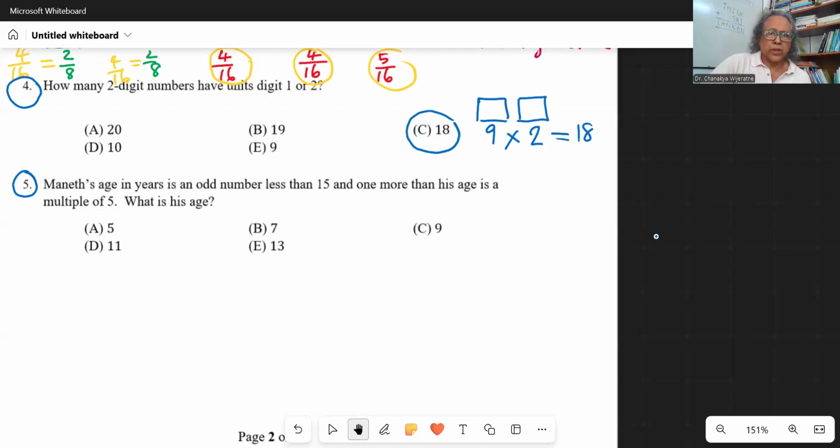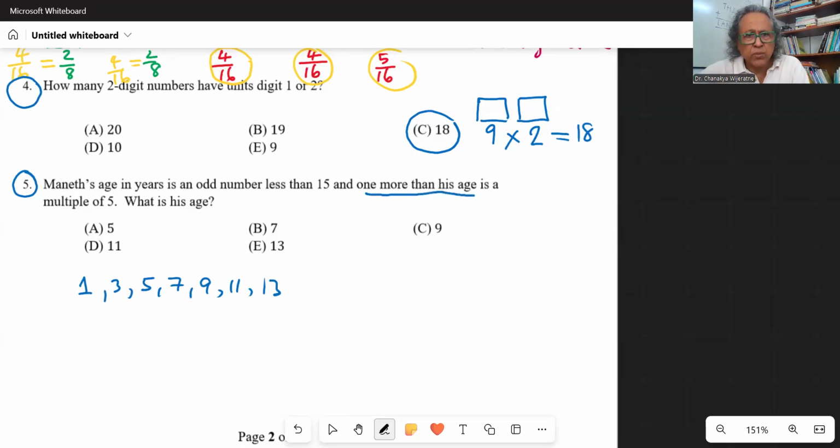So, now what are the odd numbers less than 15? Those are 1, 3, 5, 7, 9, 11, 13. And you can see that all the given responses are odd numbers. So one of them has to be the answer. And one more than his age has to be a multiple of 5. So you simply check, if you add 1 to each of these responses, which one gets you a multiple of 5. And that is 9. 9 plus 1 is 10. Okay, so that's the answer. So let's move on.